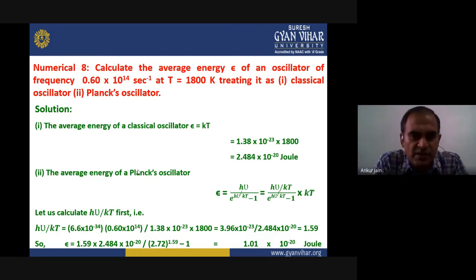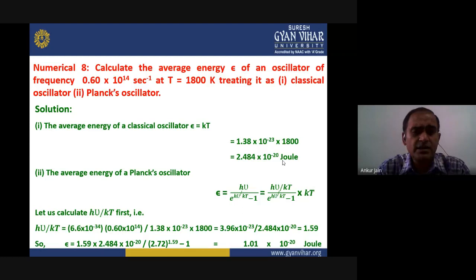So how to solve this problem? We already know that the average energy of a classical oscillator is given by epsilon equals K into T. The value of K is 1.38 into 10 to the power minus 23, and T is 1800 Kelvin. So there is no need to change this. Now if we solve this, we get 2.484 into 10 to the power minus 20 joule.